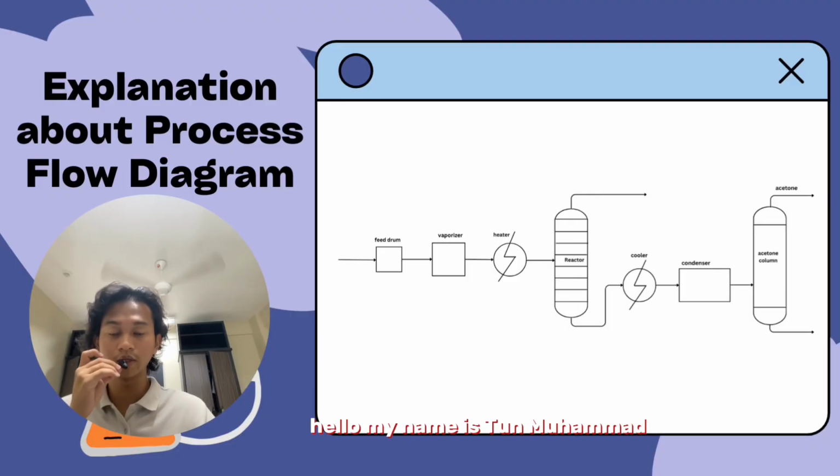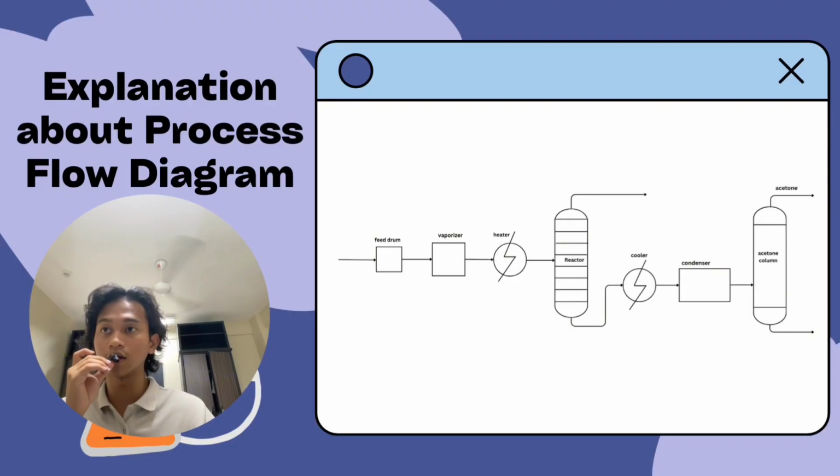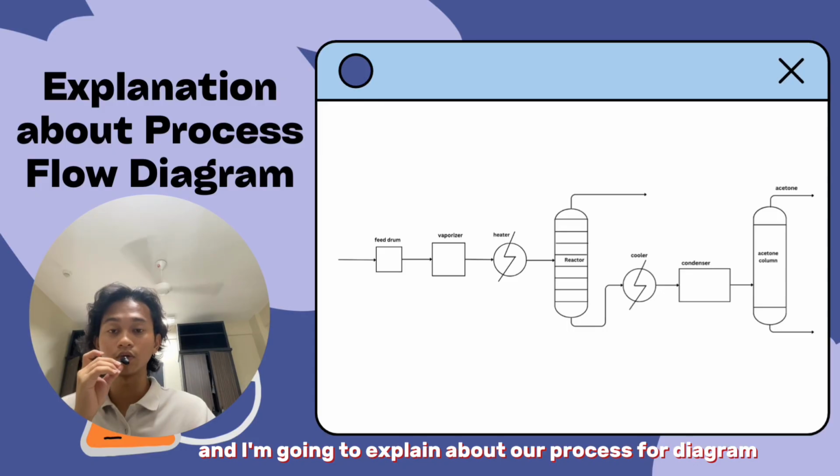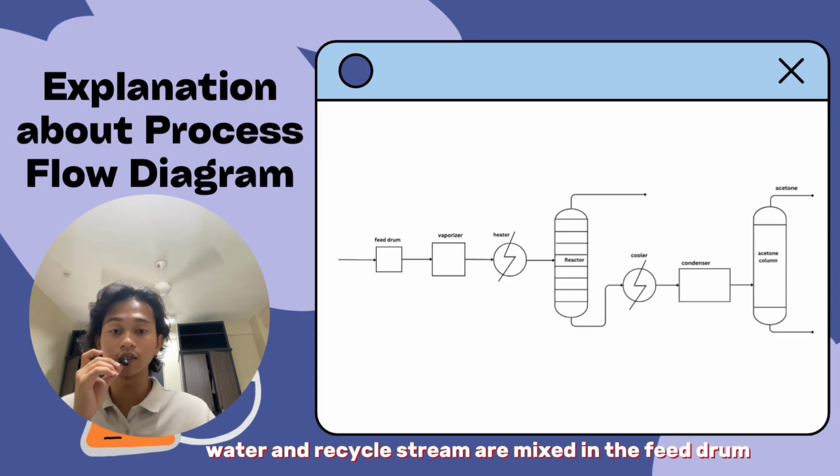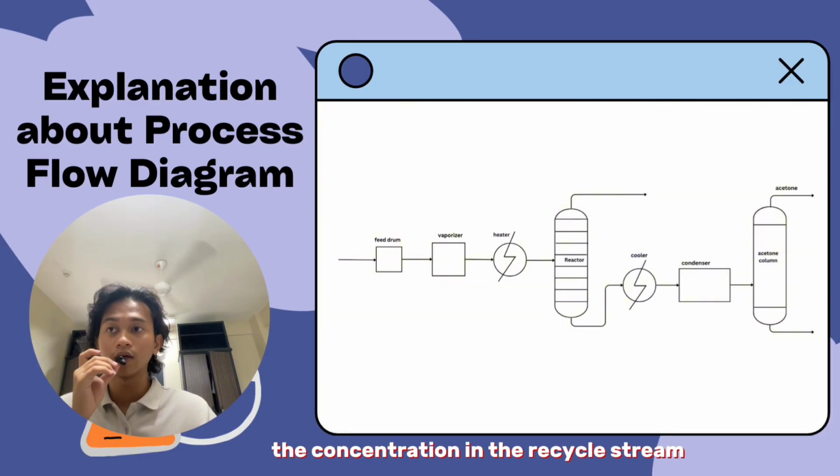Hello, my name is Tun Muhammad Fikri bin Tun Abroza, and I'm going to explain our process flow diagram. Initially, isopropyl alcohol, water and recycle stream are mixed in the feed drum. The concentrations in the recycle stream and feed stream are assumed to be the same. In the feed stream, the temperature and pressure are assumed to be constant.